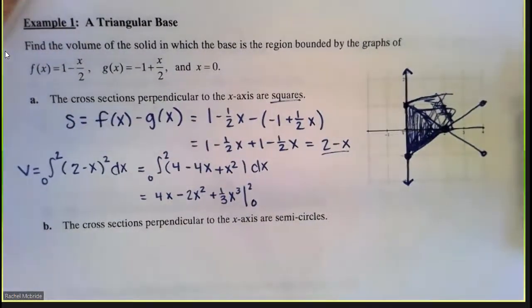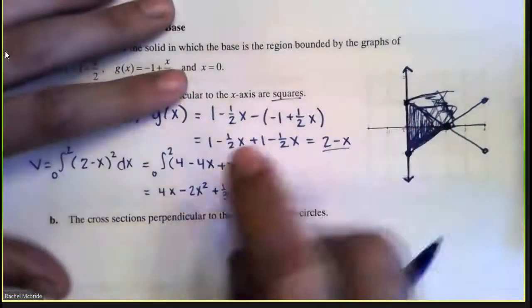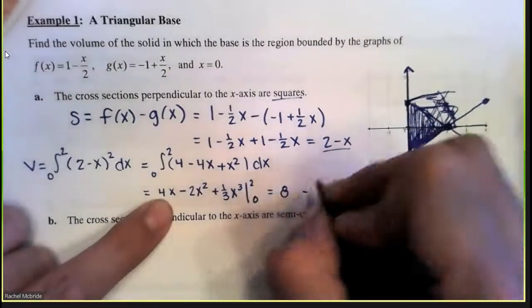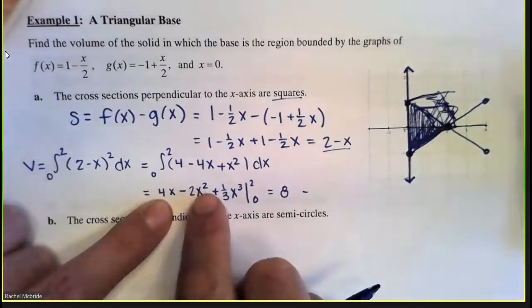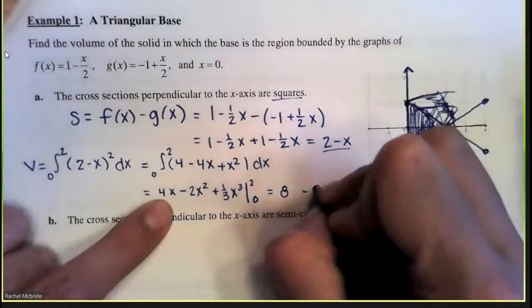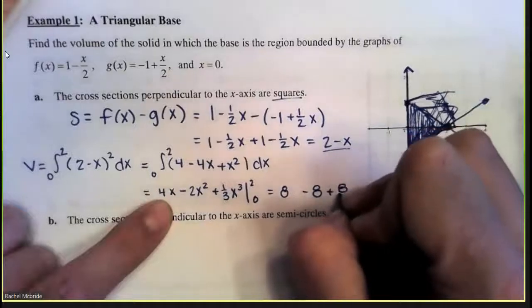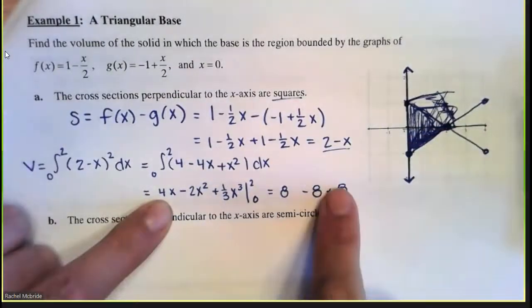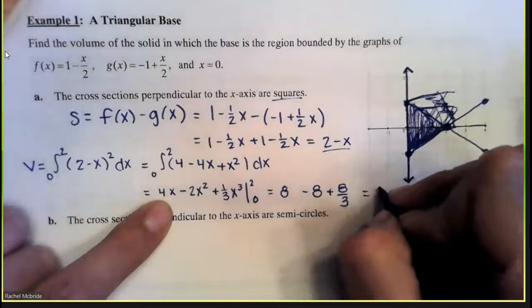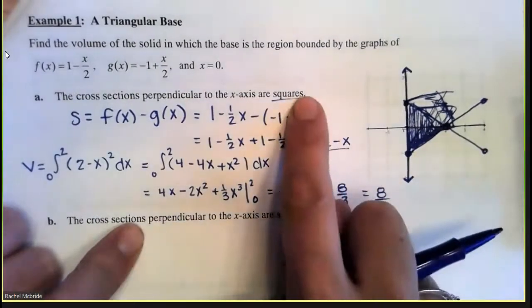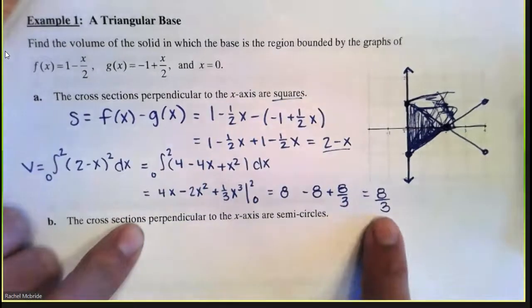What's nice about this is that the zeros, or the second half, is all going to go away. So I'm going to plug in my 2. 4 times 2 is 8. 2 squared is 4, 4 times 2 is 8. 2 cubed is 8. So 8 minus 8 cancels, and the volume of that cross section with square bases is 8/3.